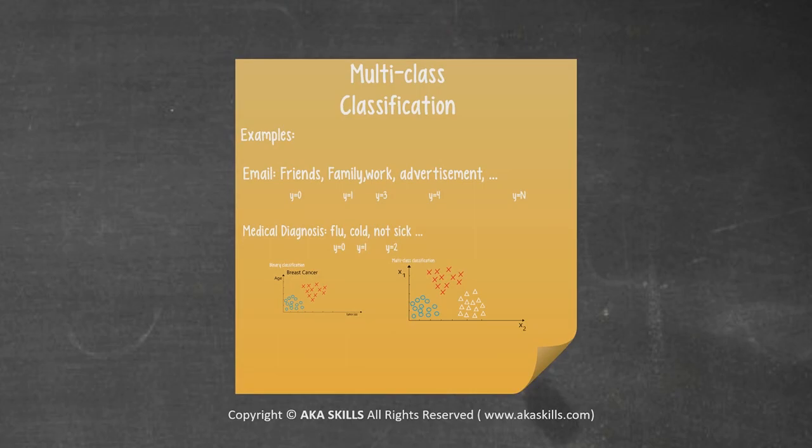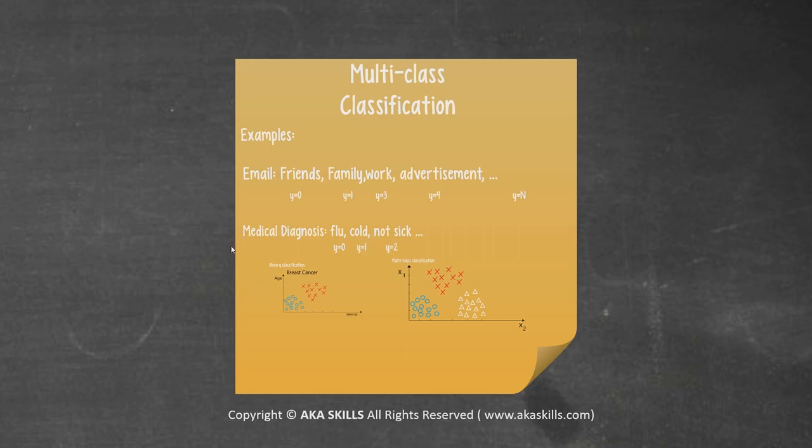First, multi-class classification. For example, when we have an email, friends, family, work, advertisement, something like that, and we want to classify for multiple classes, not just two, not just friends and family, but multiple. In that situation, we're going to have y0, y1, y2, y3, and until yn. That means we don't have just 0 and 1 like we had in logistic regression, but much more than that.